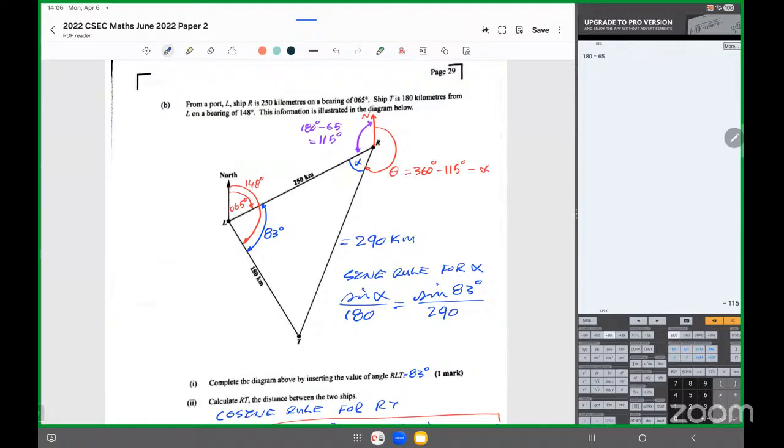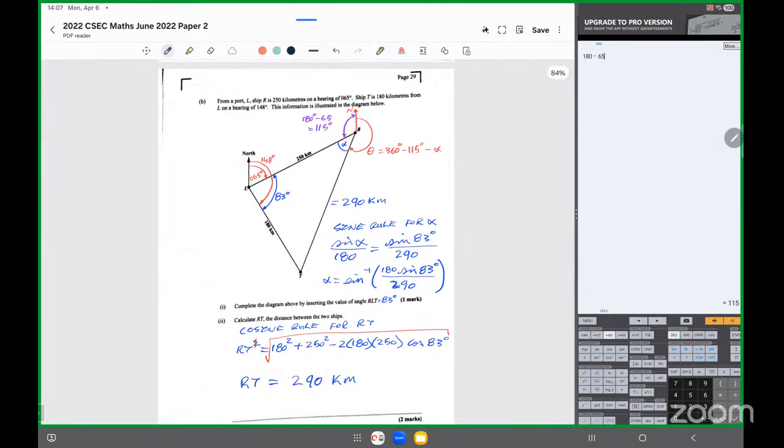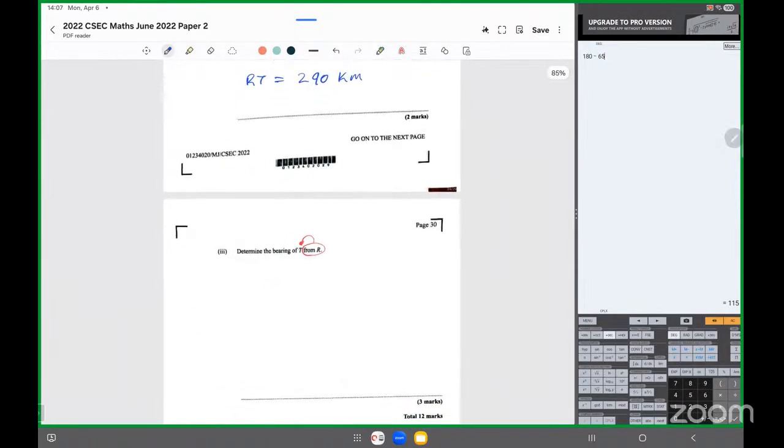We're going to take the 180, multiply it up here, and then take the inverse sine. So the alpha is going to be sine to the minus 1 of 180 times the sine of the 83 degrees over the 290. That's going to give us our alpha. Let me copy these things down now, where we were doing the work.